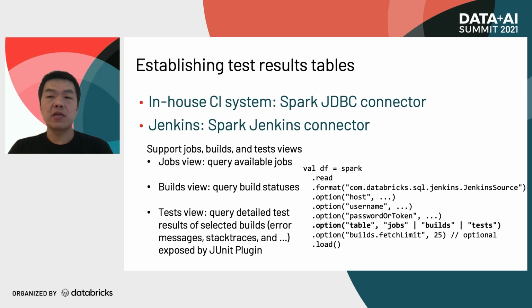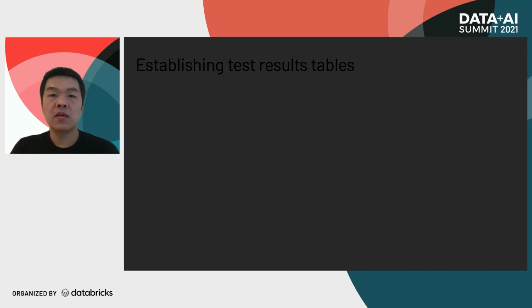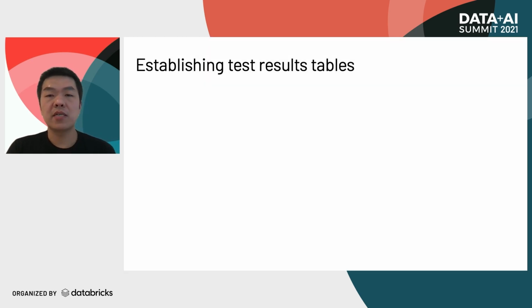The jobs view allows you to query available Jenkins jobs. The builds view allows you to access build level metadata like build status, build start time, and build parameters. The tests view allows you to query detailed test results of selected builds exposed by the Jenkins JUnit plugin. Through this view, you will be able to see things like error messages and stack traces. As we can load our CI systems data now, we can keep building the data pipeline.